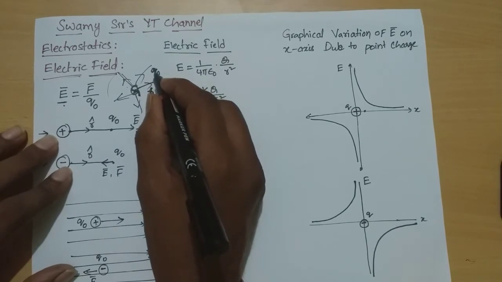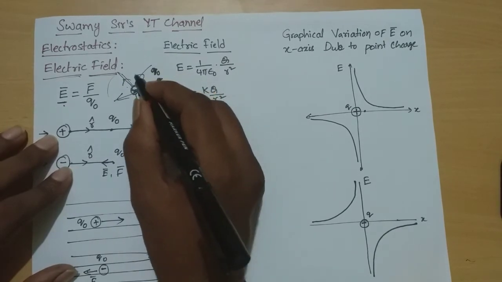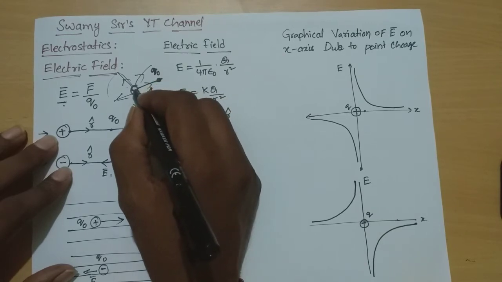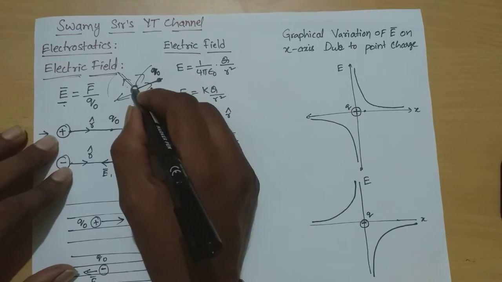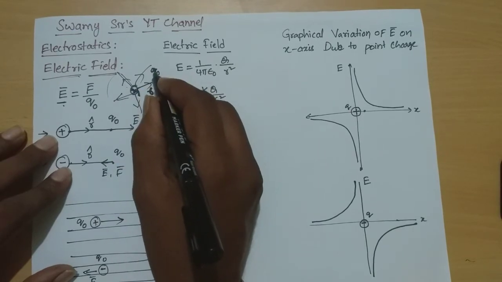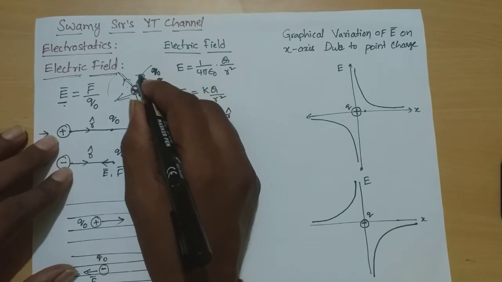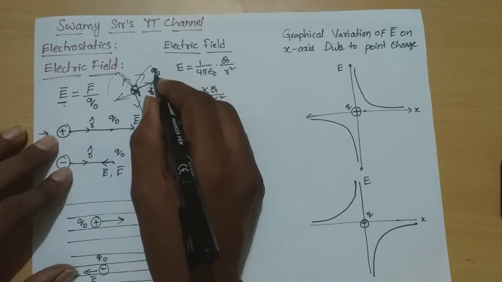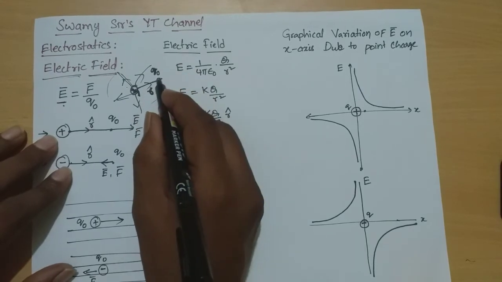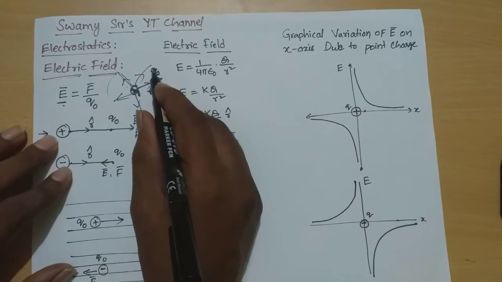This test charge should be very small compared to the source charge. Why? Because if this test charge is comparable to the source charge, then this test charge also produces an electric field. This will affect the electric field produced by the source charge. That's why this test charge should be very small. So where we want to find the electric field, at that point we have to keep the test charge.